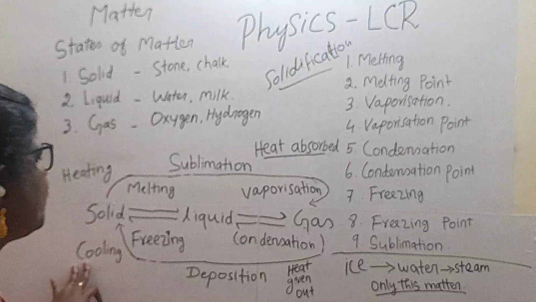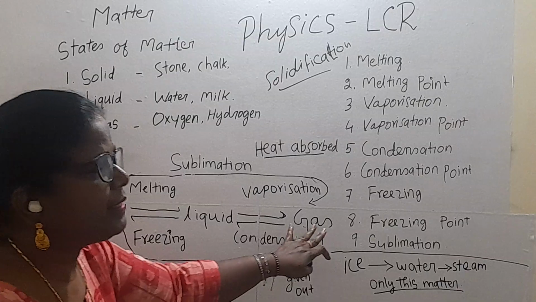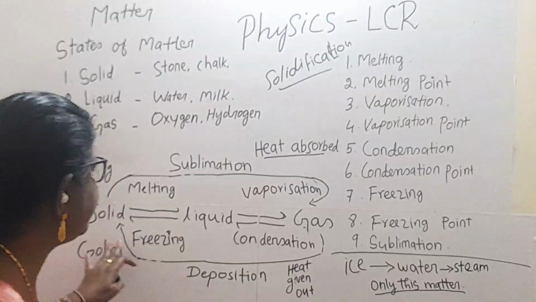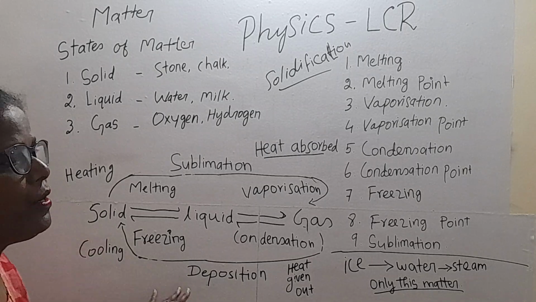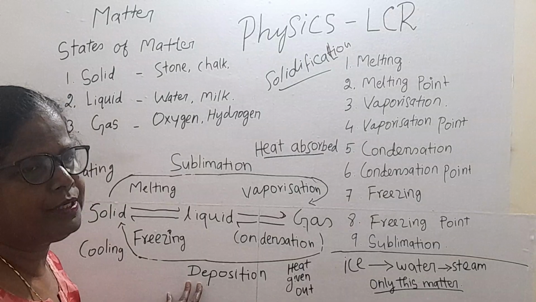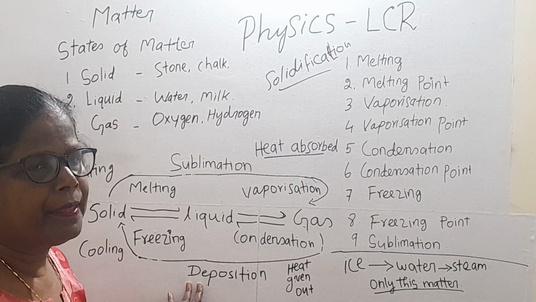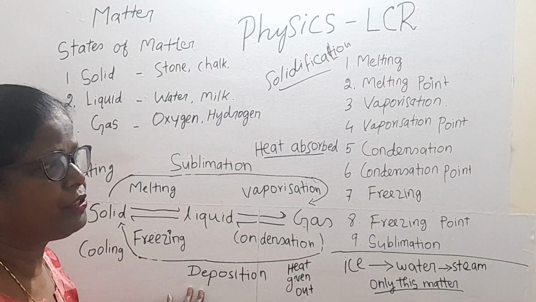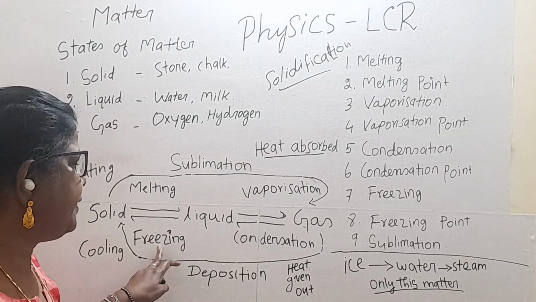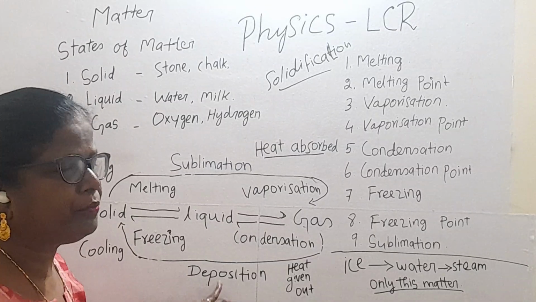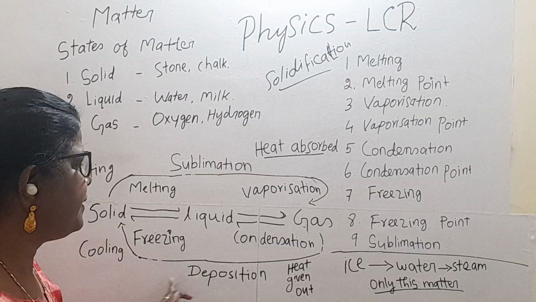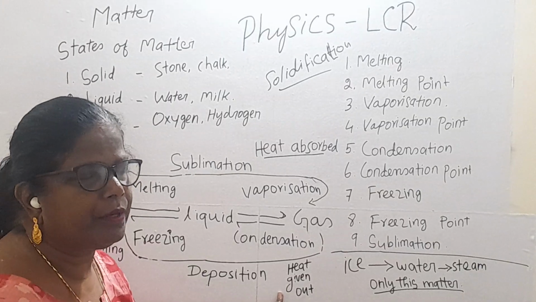On cooling, gaseous state changes into solid state. Gas directly changes into solid. That is known as deposition. Some books give solidification in the place of deposition. But I always say it is deposition. Solidification is freezing. Deposition also takes place at a constant temperature. When this process takes place, heat will be given out.